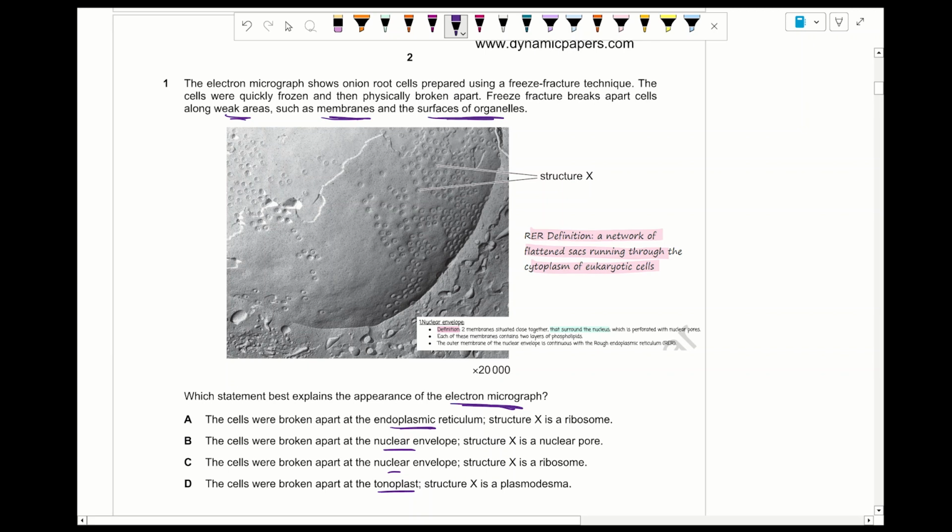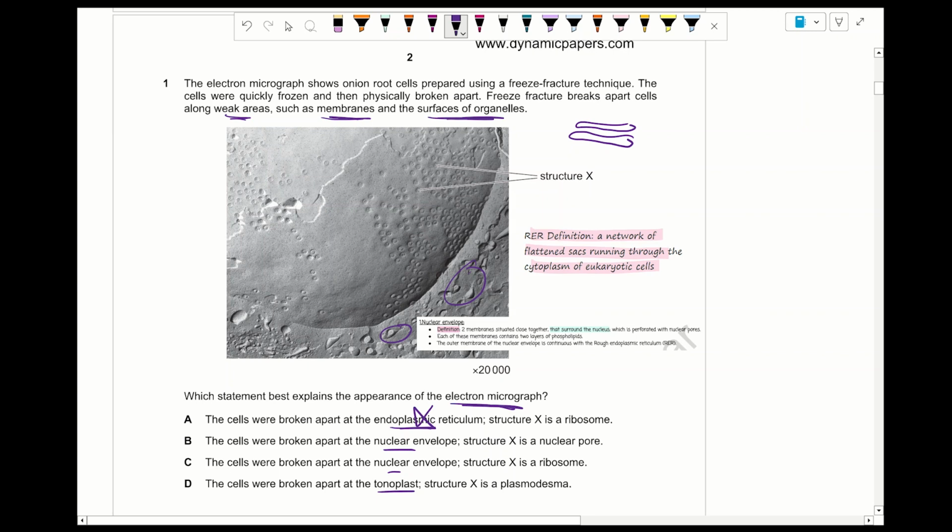First of all, we must start by defining our terms. What is the definition of endoplasmic reticulum? It's a network of flattened sacs running through the cytoplasm of eukaryotic cells. Therefore, structure X that we're looking at is not the rough endoplasmic reticulum. Why? Because it's not a network of flattened stacks. A network of flattened stacks would look something like this, exactly what we are seeing here. Therefore, structure X cannot be the endoplasmic reticulum.